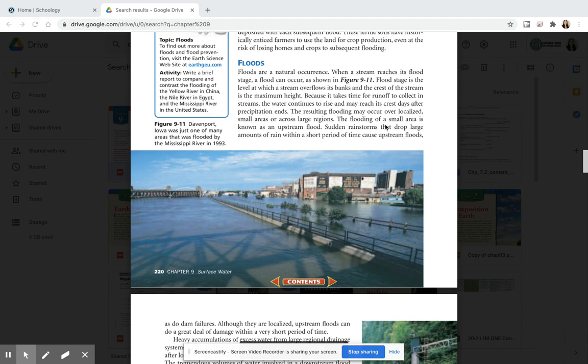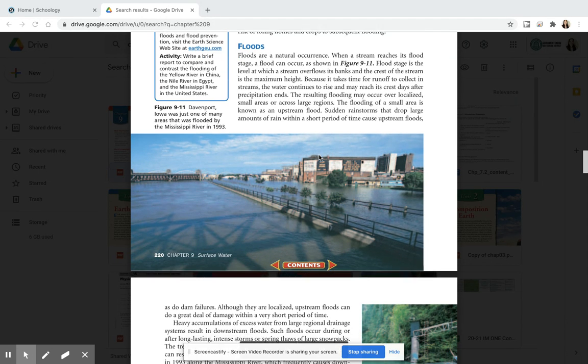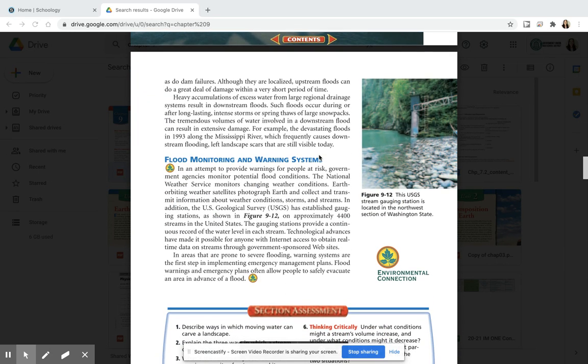The resulting flooding may occur over localized small areas or across large regions. The flooding of a small area is known as an upstream flood. Sudden rainstorms that drop large amounts of rain within a short period of time cause upstream floods, as do dam failures. Although they are localized, upstream floods can do a great deal of damage within a very short period of time. Heavy accumulations of excess water in a large regional drainage system result in downstream floods.